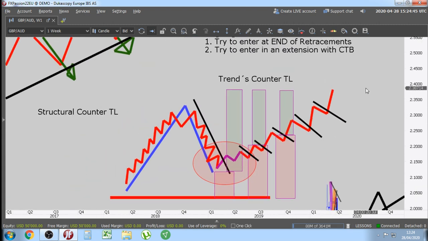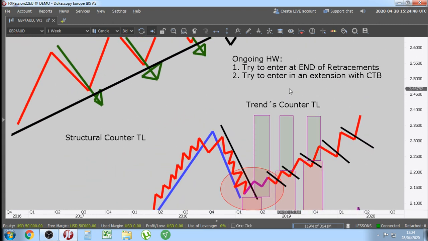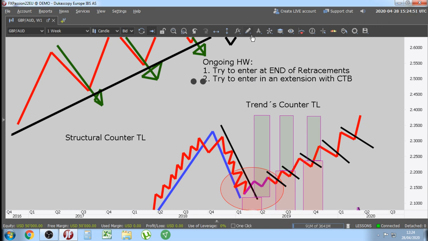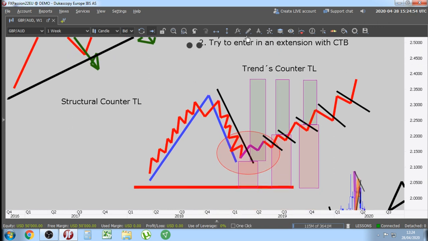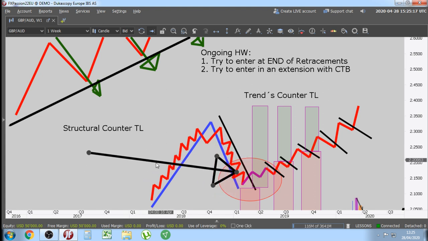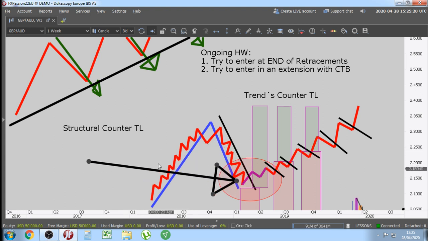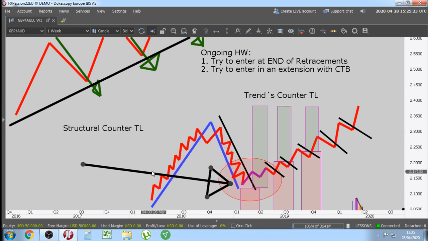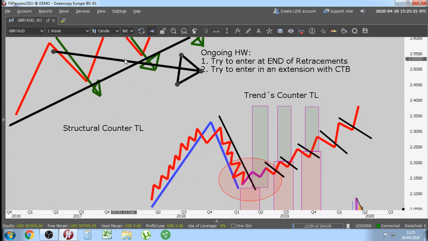Okay, just to resume everybody. So your ongoing homework as a trader, try to enter at end of retracement. Everybody, this is the kind of entries that you want to find out when you analyze the market. It doesn't matter what currency pair and what time frame, those are the best entries. And number two, if you cannot find an entry like this on 23 currency pairs, four time frames, monthly, weekly, daily, and the 1 hour, 2 hour, 4 hour chart, then go with the number two.